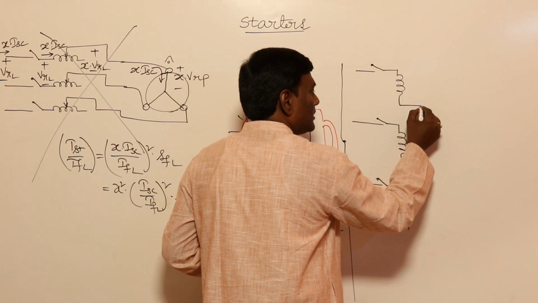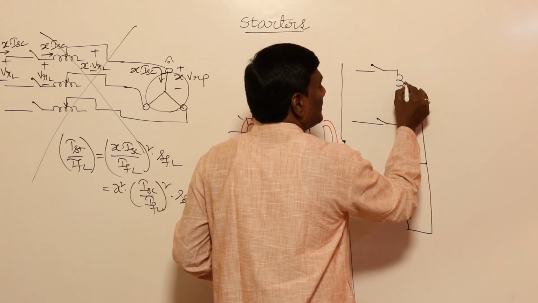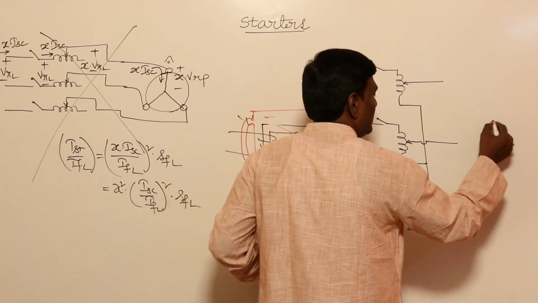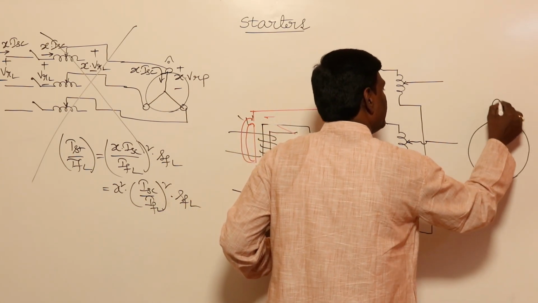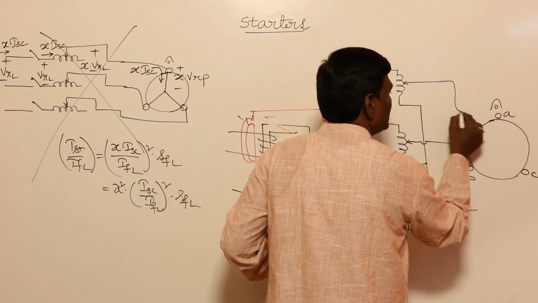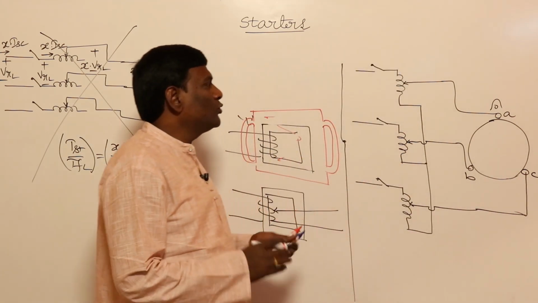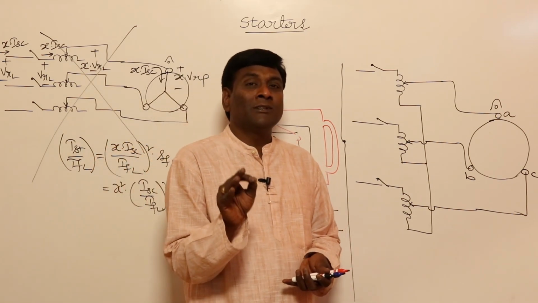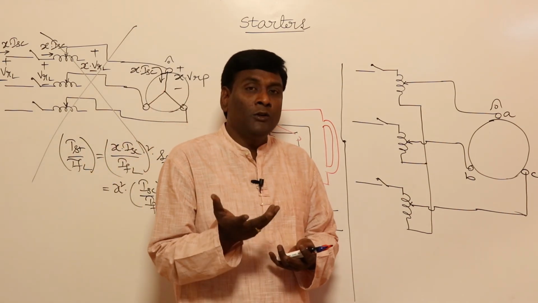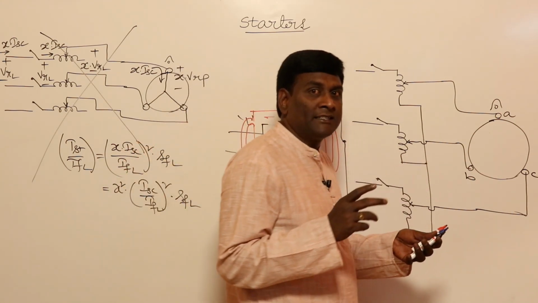Okay, this is the auto transformer star point. And from here let me take out taps, and this you please give to A, B, C. Now you please give A here, B here, C here. So now this is going to be the auto transformer starter. Definitely the auto transformer starter is costly, which means by default we have to use it for high capacity machines.